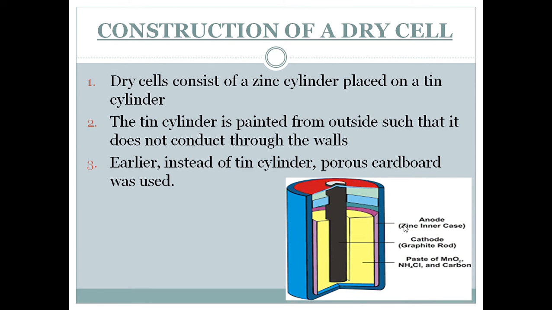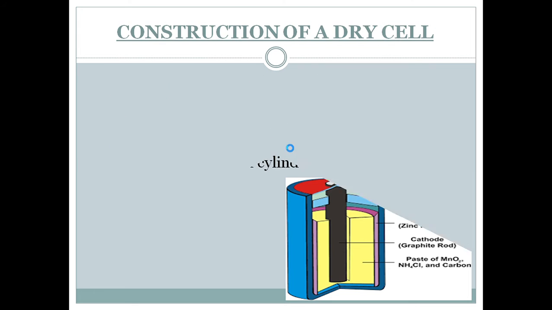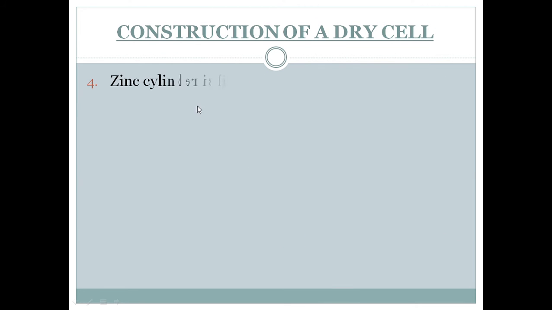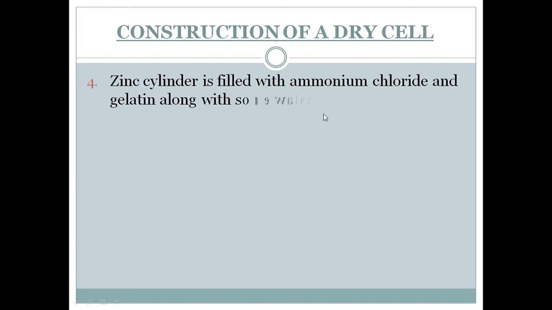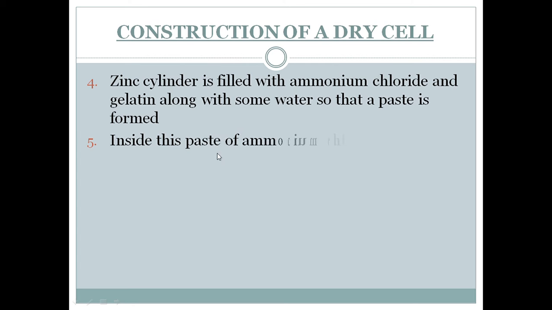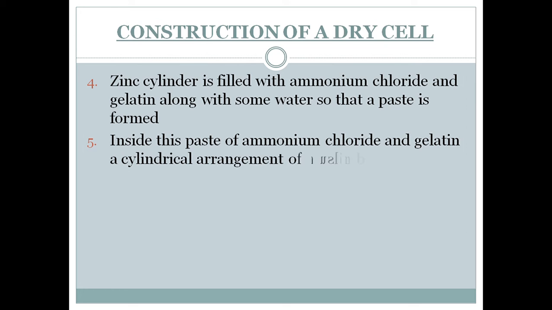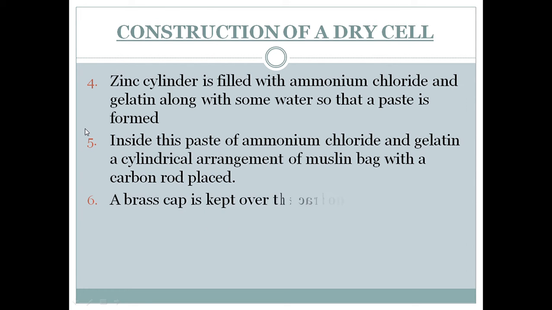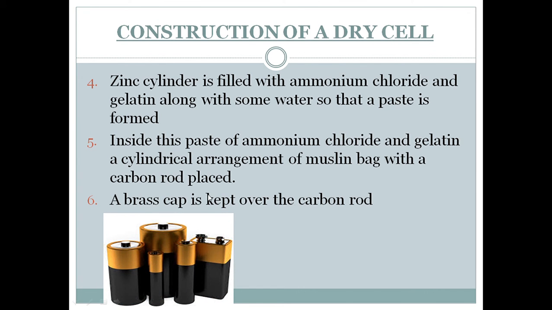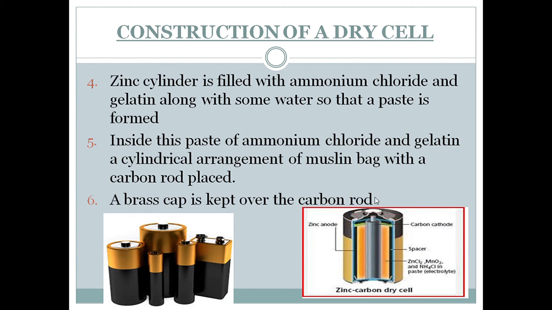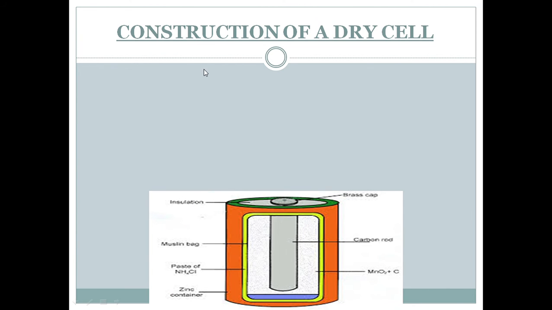This is an image on the structure of a dry cell. Zinc cylinder is filled with ammonium chloride and gelatin along with some water so that a paste is formed. Inside this paste of ammonium chloride and gelatin, a cylindrical arrangement of muslin bag with a carbon rod is placed. A brass cap is kept over the carbon rod.